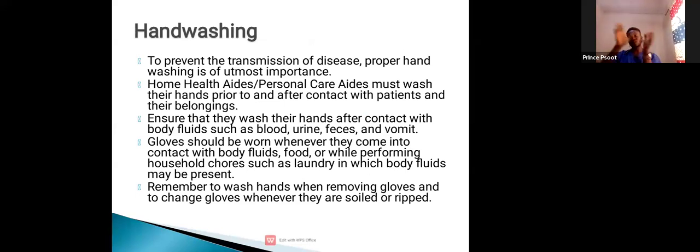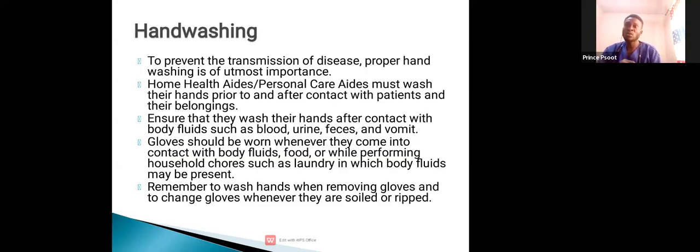Now the next one I'm moving to is hand washing, which is part of infection control. Hand washing is one of the important ways you can prevent illness, disease, or the spread of microorganisms. So to prevent transmission of disease, proper hand washing is of utmost importance. Home health aides or personal care aides must wash their hands prior to and after contact with patients and their belongings, and also after contact with body fluids, maybe the blood, urine, feces, and vomit of the patient.